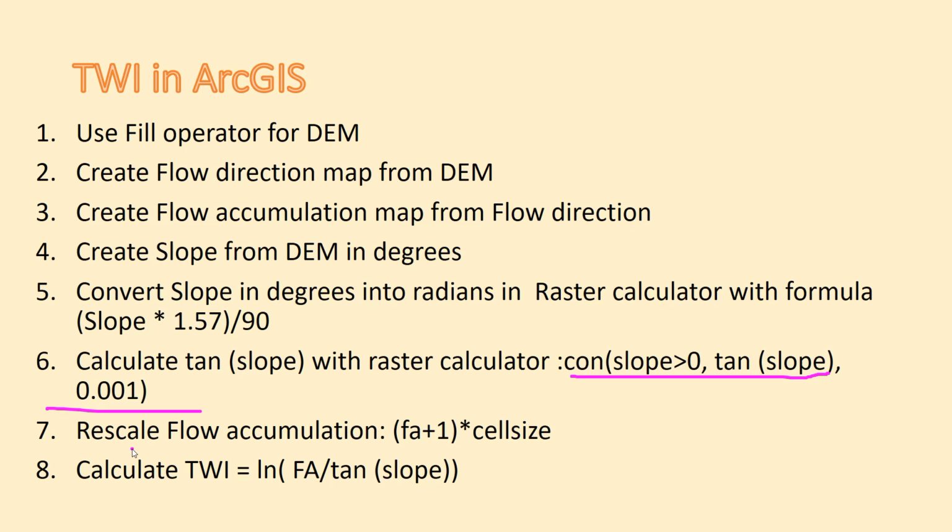And then rescale flow accumulation using this formula: flow accumulation plus 1 multiplied by cell size. And the last one is this formula: flow accumulation divided by the tangent of the slope.